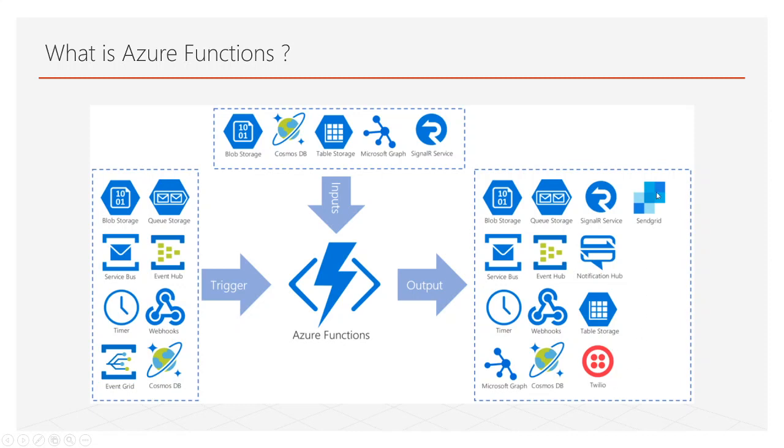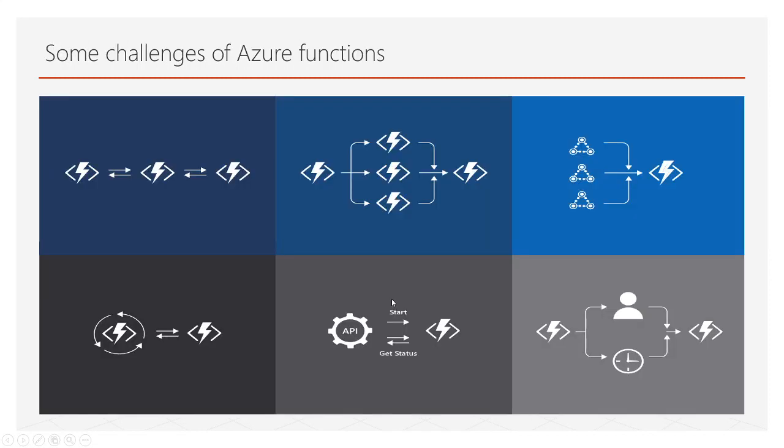So what exactly are these outputs? Some of them are third-party services, and some of them are provided by Azure services. SendGrid is a third-party service, but we can use blob storage, queue storage, or SignalR for socketing, or we can pass something to the service bus queue so that it can be invoked by other applications.